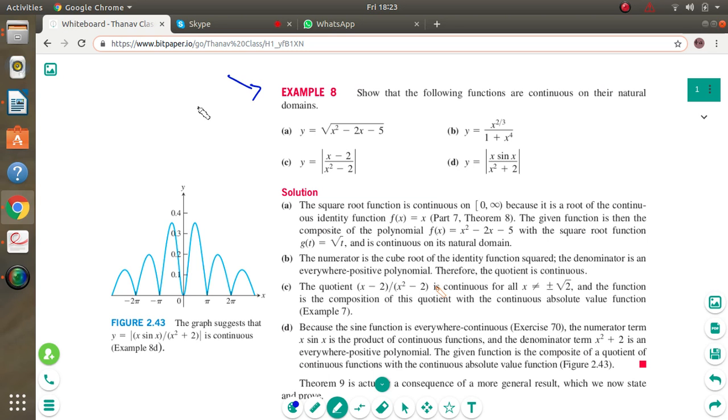For B, I don't like what... Hello? Yeah, for D, it is again f of g of x, where g of x is 1 by 1 plus x to the power 4. And 1 plus x to the power 4 is always positive, because power 4 is always positive.